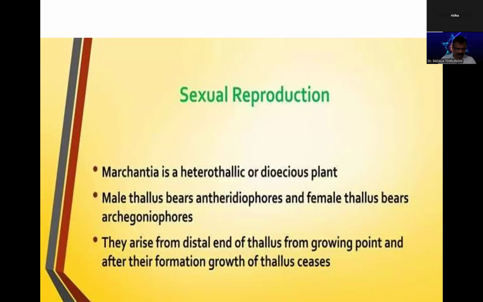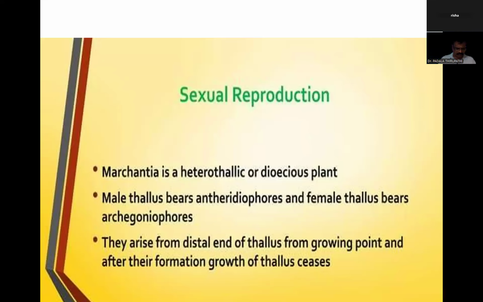Then about the sexual reproduction. Vegetative reproduction takes place by fragmentation, adventitious buds, as well as by gemma cups. Sexual reproduction next. Sexual reproduction is very special in Marchantia. Marchantia is a heterothallic or dioecious plant. What is heterothallic? Heterothallic means dorsiventral differentiation will be there, and male and female plants are different. So that is a dioecious or heterothallic plant. Male plant and female plant are different.